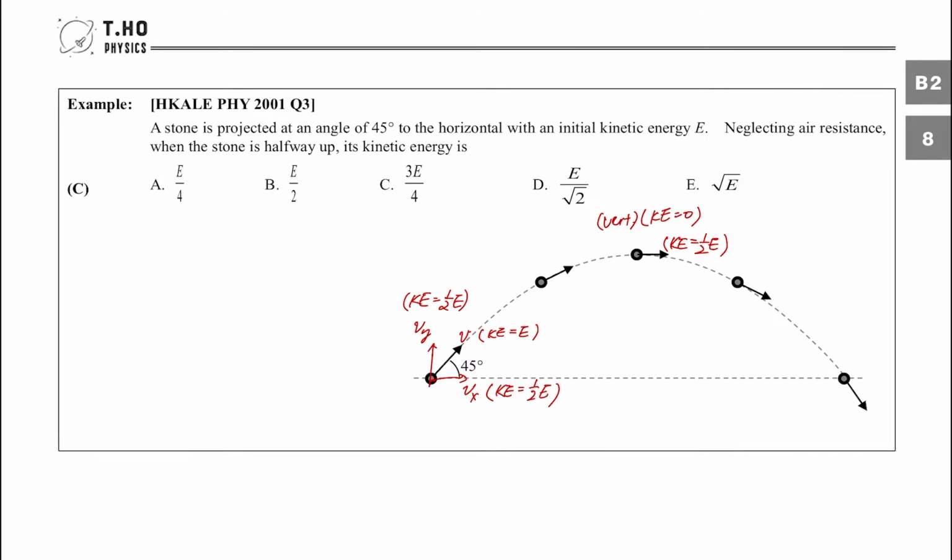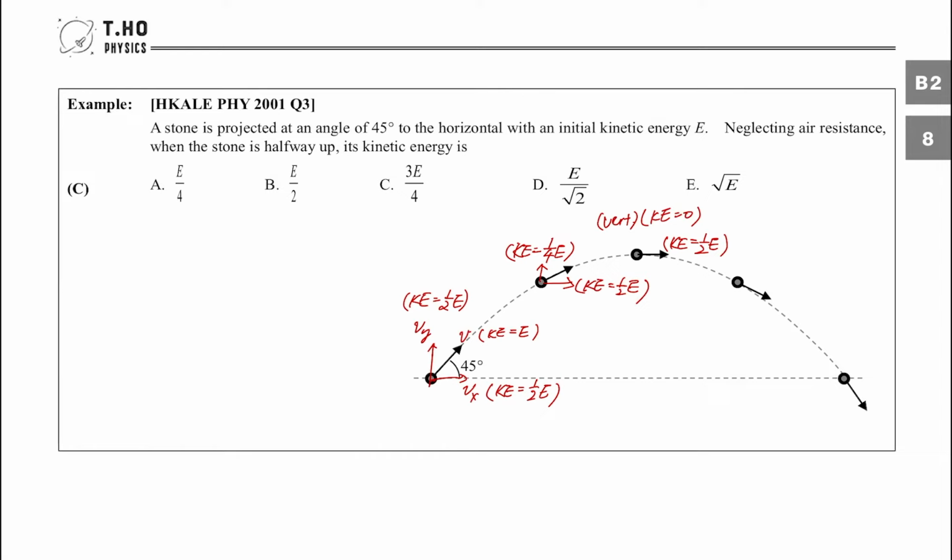Now, you can imagine, what if we are at the midway, halfway up. Okay, so that means the level is halfway. Here, this distance is equal to this distance. So here we have the same horizontal KE, half E, but for the vertical part, KE would be equal to the average between the highest point, which is 0, and the lowest point, which has half E. So the KE would be 1/4 E here.